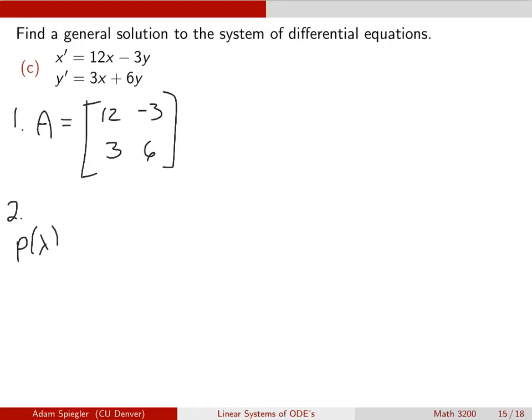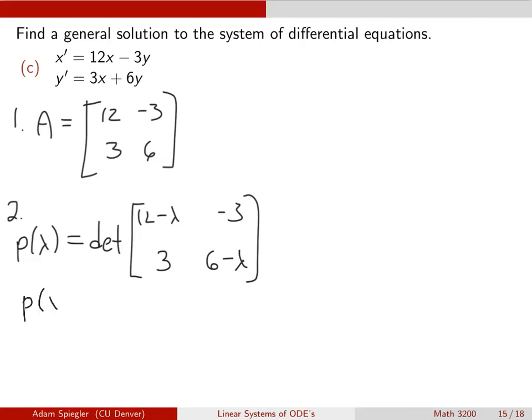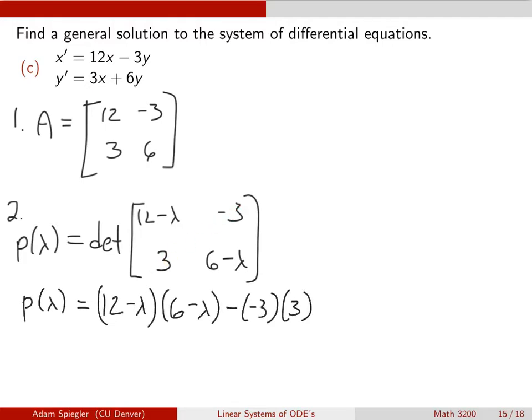Then we want to find the characteristic equation by taking the determinant of the matrix 12 minus lambda, minus 3, 3, and then I subtract lambda from the other diagonal term, 6 minus lambda. So when I take the determinant of this, P of lambda is going to be the 12 minus lambda times the 6 minus lambda. We take our product of diagonal terms, and then we're going to subtract the product of the off diagonal terms. So minus a minus 3 times 3.